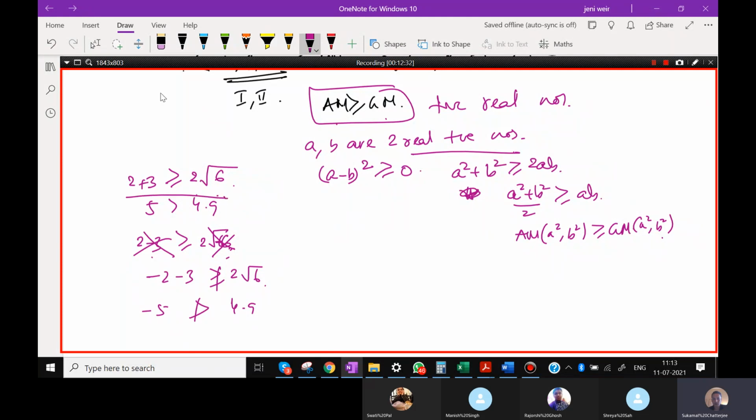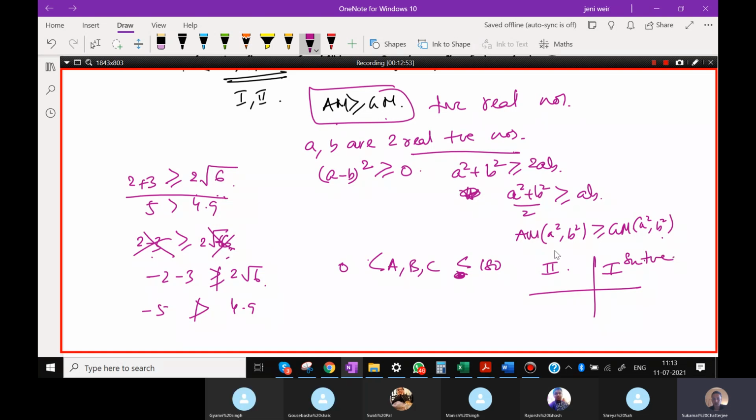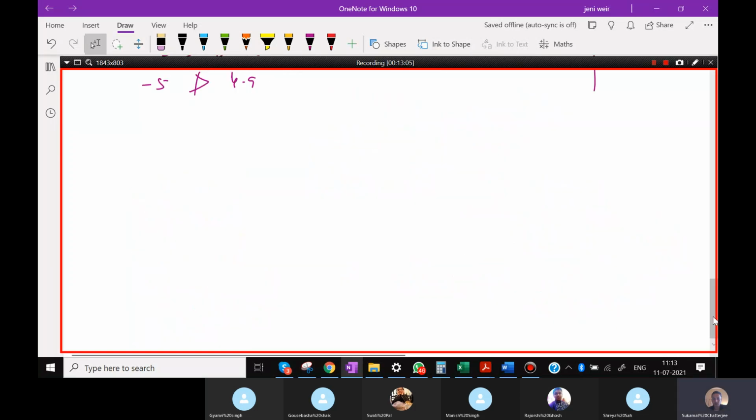So that is why in this case, A, B, and C, all three angles have to be less than 180 and greater than 0. That means it has to lie in the first or the second quadrant. And in the first quadrant, sine is positive. In the second quadrant, also sine is positive. So sine of any angle between 0 to 180 is positive. So that means I can apply the rule here.